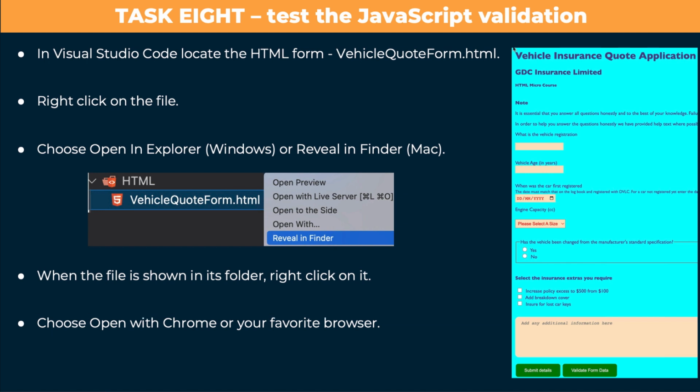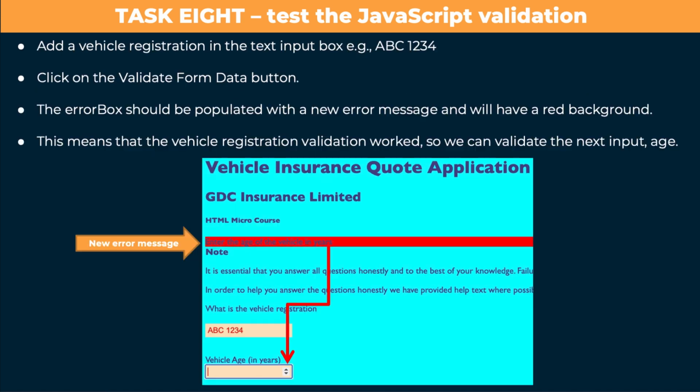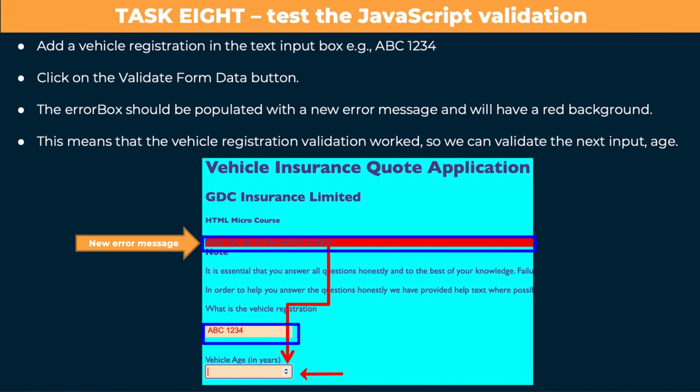Once we do that, we will not fill any data in, we will just click on the validate form data, and when we do that, we should get in our error box up the top that we created the div, we should see the error message, which as you can see has a red background and says enter your vehicle registration number. When we do that, if we put something into it and then click validate again, then it will then say that there's an error message for the enter the age of the vehicle in years.